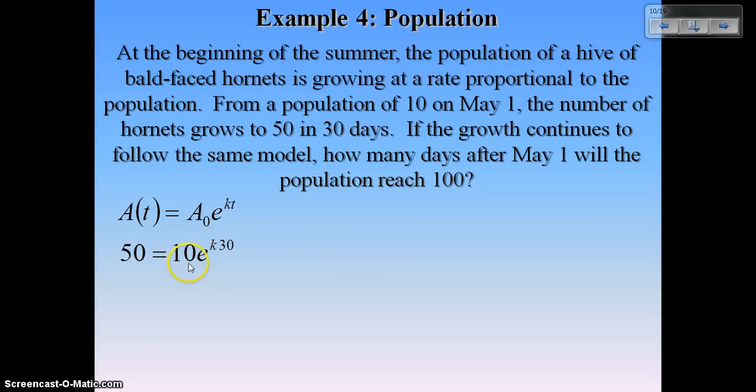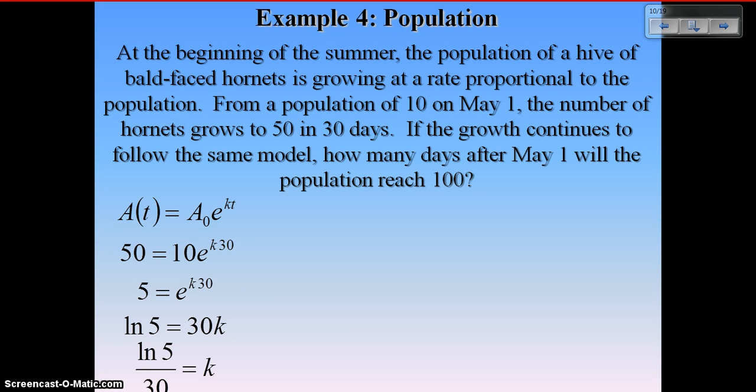Starting amount is 10, and after 30 days, I now have 50. So now I can solve for k. Divide both sides by 10. I'll take the natural log of both sides to eliminate the e. And then I can divide both sides by 30, and there's my k value. Natural log 5, all divided by 30.